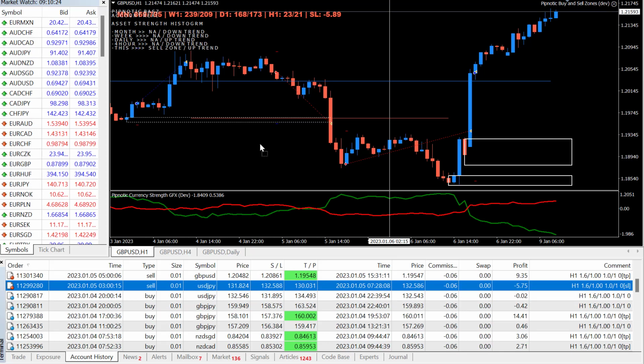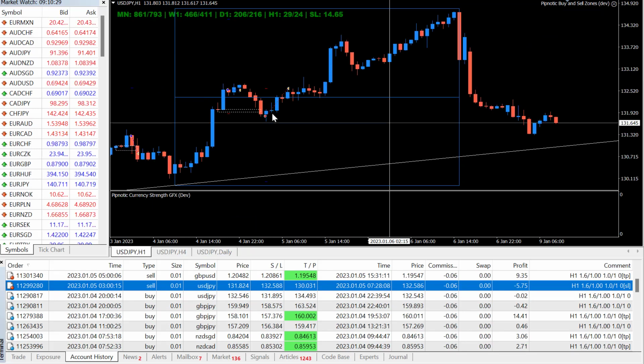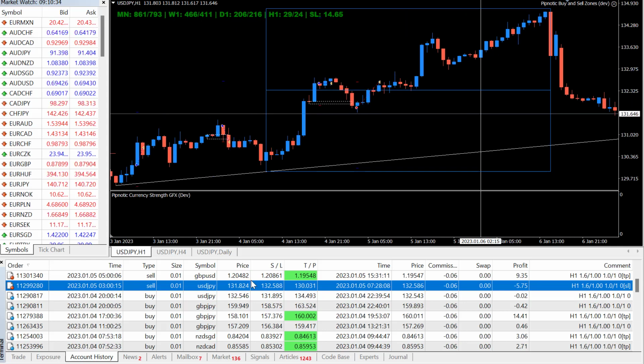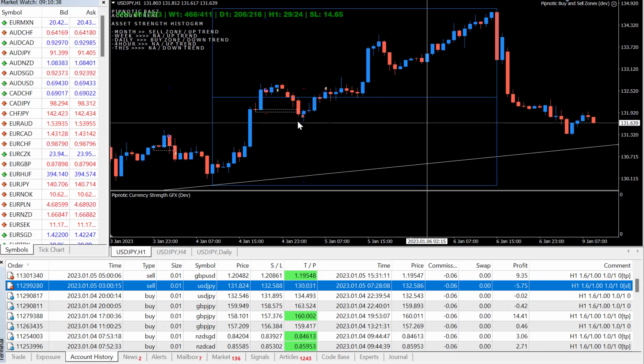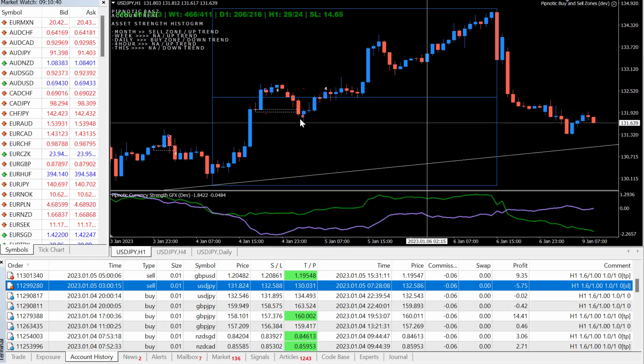Dollar Japanese yen. I closed this one out at a loss. I've got to find out where that was. Here. So it sold here, and that wasn't a very good idea. But here's the pattern. Okay, before I continue, let's keep going.